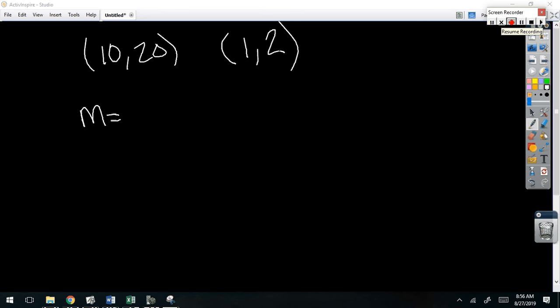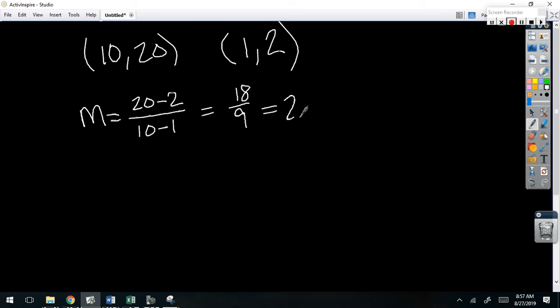If you're still working through that one, keep working. I'm going to start working it up here. Make sure your slope's right before you get any further. I'm going to do change in y divided by change in x. I got a slope of 2. Did everyone at least get a slope of 2 for that one?